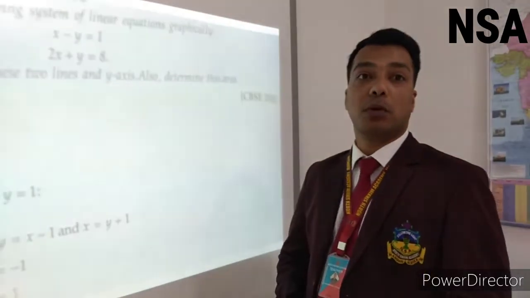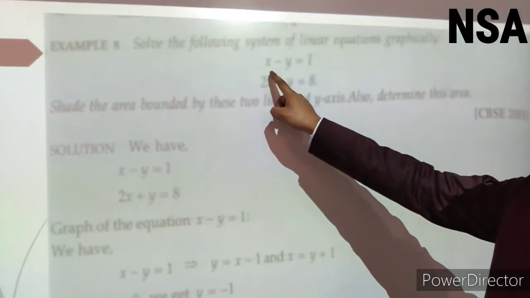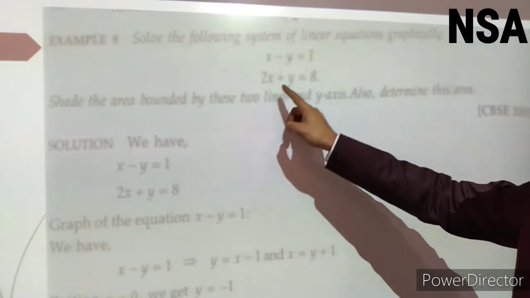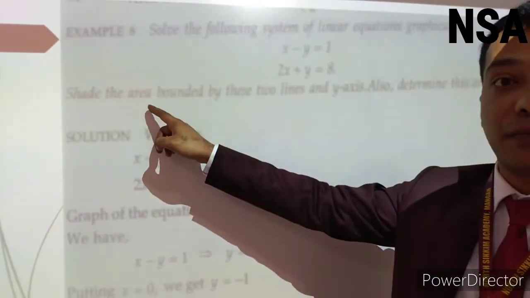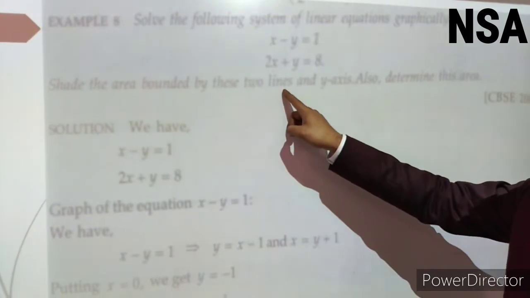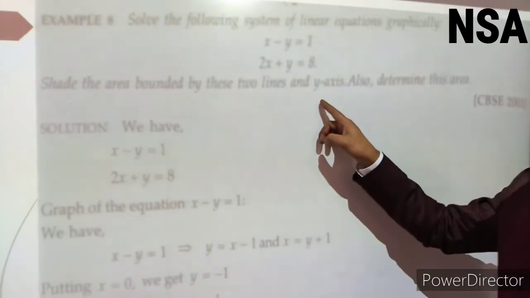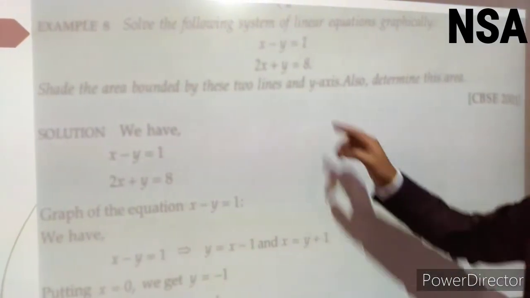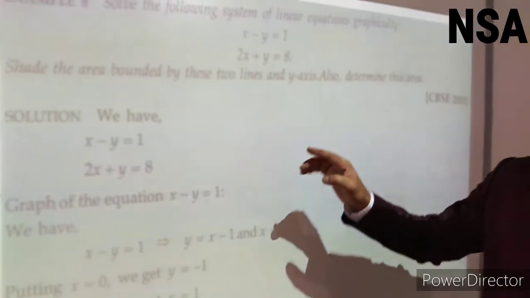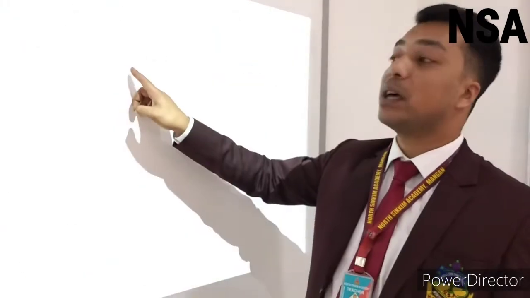Now we are going to talk about another example in which we are given the y-axis. As you can see, I have taken an example. The example of linear equations is x minus y equals 1, and the other equation is 2x plus y equals 8. Here you have to shade or find the area of the triangle formed by the two lines. The two lines means the first equation and second equation, and the third side will be your y-axis. In the previous question we had the x-axis, and in this question we have the y-axis. So how will we find the area? The method is the same, just the sides change. Instead of the x-axis, now we have the y-axis.